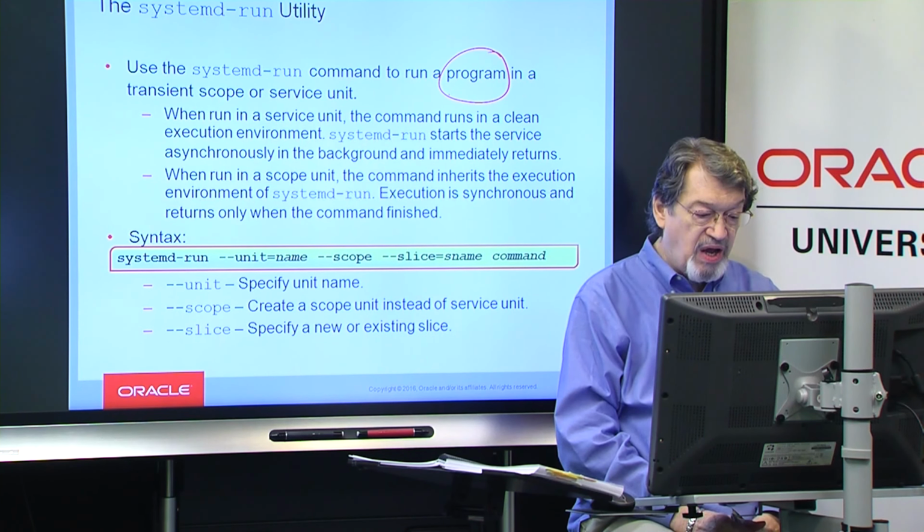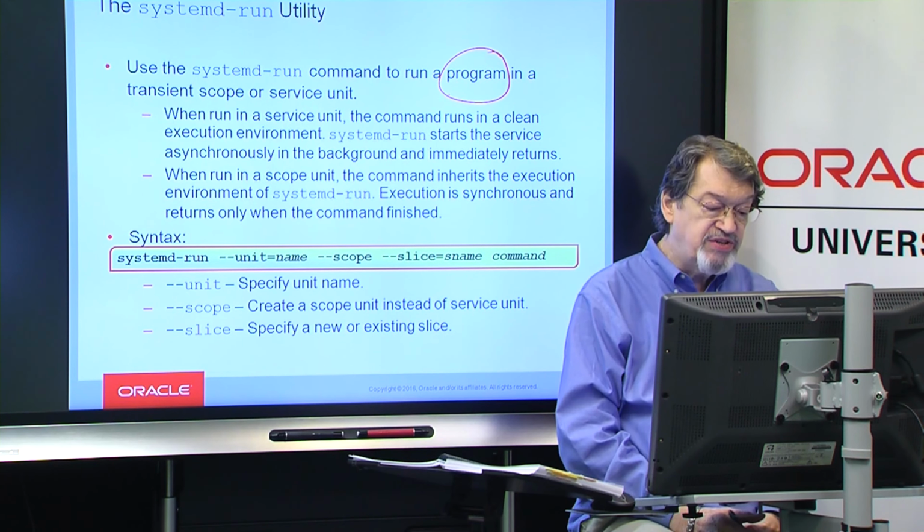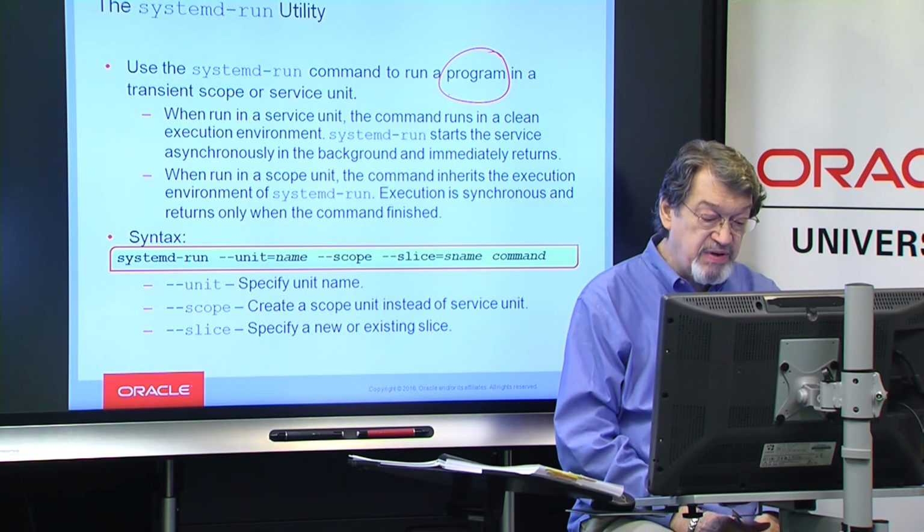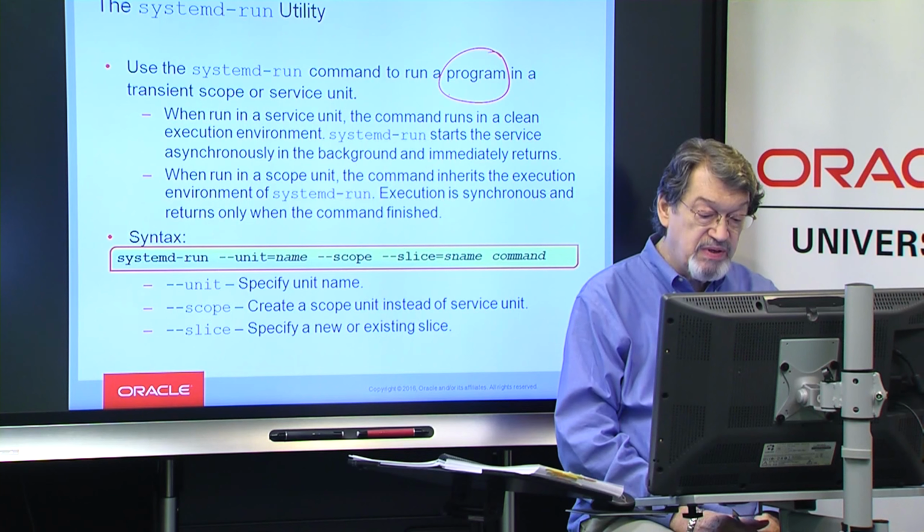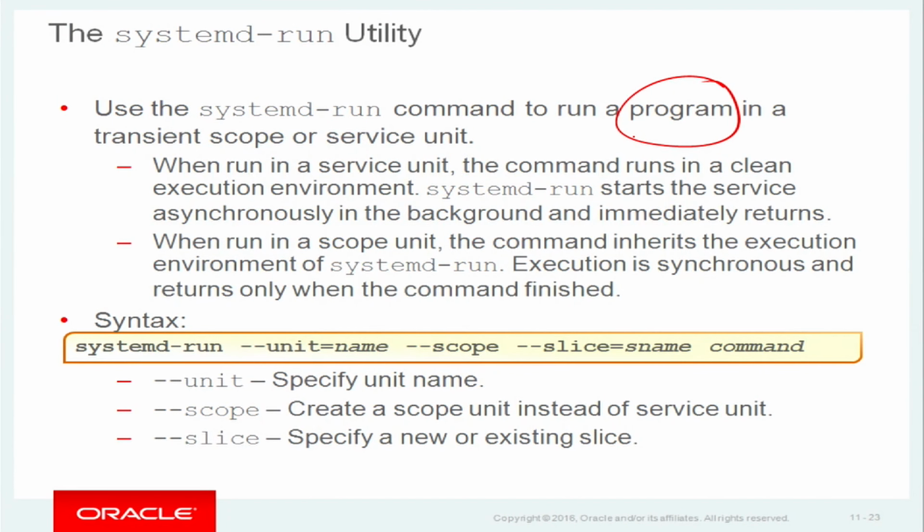And so I can do a systemd-run for a unit name, a scope, create a scope unit instead of a service unit, or a slice. All of those sorts of things are available through systemd. And once again, we'll give you an example as we work down through the practice. All right, I think we're done here.